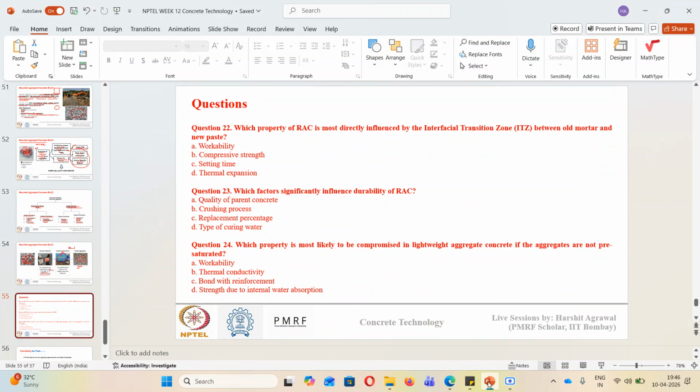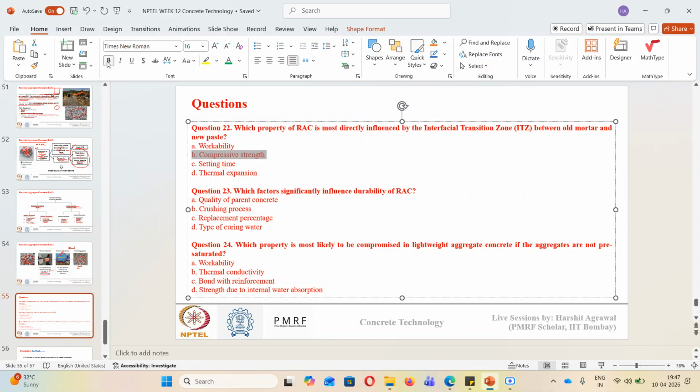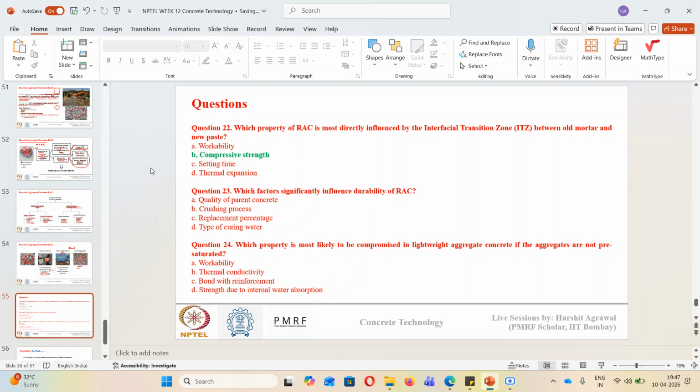Okay, question number 22. Can anyone tell me the correct answer of question number 22? Which property of recycled aggregate concrete is most likely influenced by the interfacial transition zone between old mortar and new paste? The correct answer will be compressive strength, because the ITZ is weaker between adhered mortar and new paste. If ITZ is weaker, the compressive strength will be lower, and that is why we say concrete quality is poor when we use recycled aggregate.